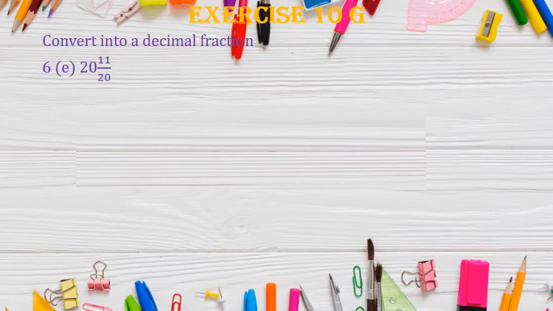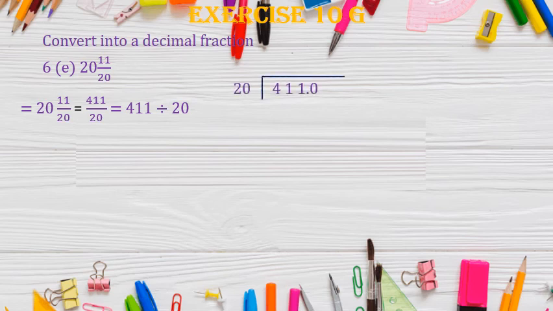Now let's do the E part of question number 6. Again we have the mixed fraction 20 11 by 20, which we are supposed to convert into a decimal fraction. So first of all, change this mixed fraction to an improper fraction. So 20 11 by 20 will become 411 by 20, which can be written as 411 divided by 20. So now let's divide 411 by 20. So we will write 411 as 411.0 and divide it by 20.